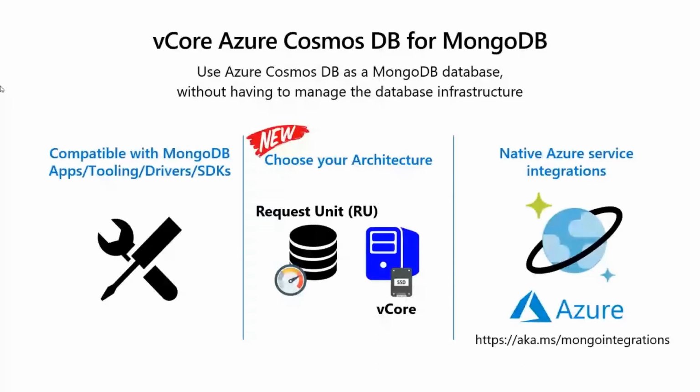As a developer, I want to get all of the benefits of Azure Cosmos DB, but I might already have skills using MongoDB, or I might already have apps that use MongoDB, and I don't want to have to change them. That's where Azure Cosmos DB for MongoDB comes in. It allows you to use Cosmos DB as if it were a MongoDB database. This allows me to leverage my skills and my apps the same way they were before and get all the benefits of Azure Cosmos DB.